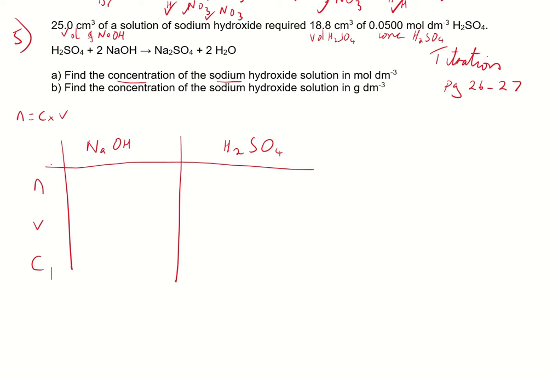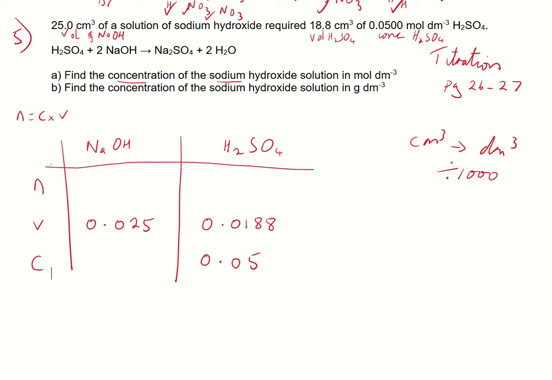So I'm going to fill in what I actually know from the question first of all. So I know the volume. I need to convert that. So dividing by 1,000, remember, cm cubed to dm cubed, you divide by 1,000. So I've got 0.025 there, 0.0188 here for the sulfuric acid, and I've got the concentration of it there as well.